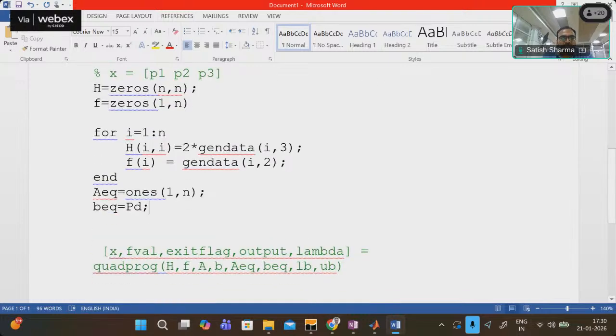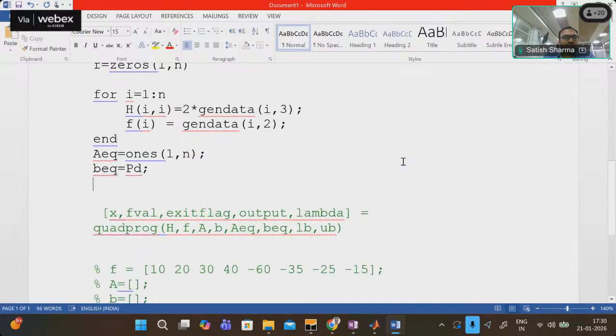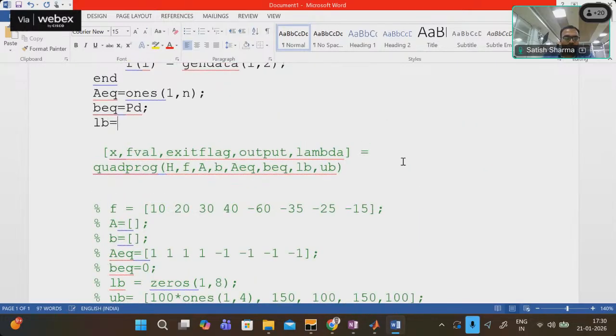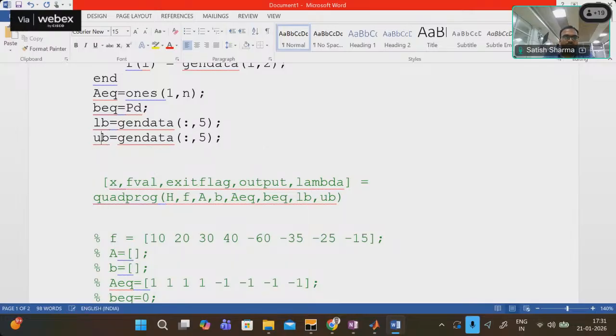Now what else is needed? LB and UB. So we have defined H, we have defined F. A and B will be empty. AEQ and BEQ have been defined. What will be LB and UB? From the data, this is LB and this is UB, so I can simply extract them. LB equals gen data, all rows comma 5, that is the lower bound, and then, Control C, Control V, this is our upper bound, and that is at column number 4. So this is what we have defined.